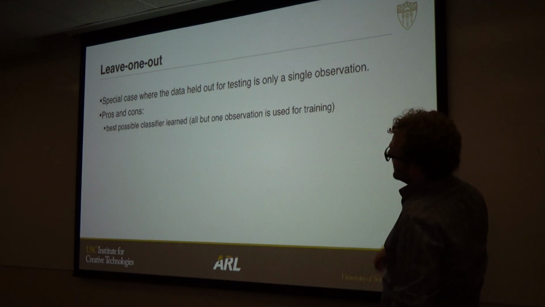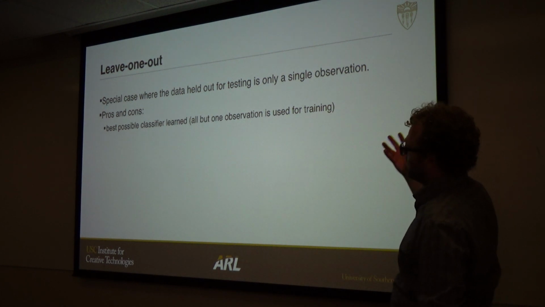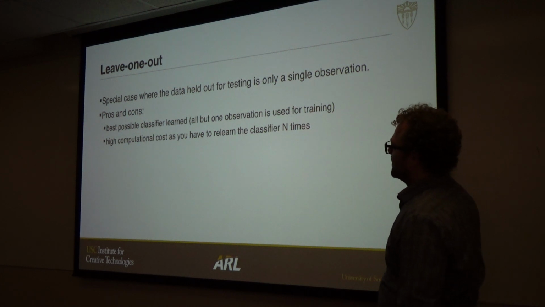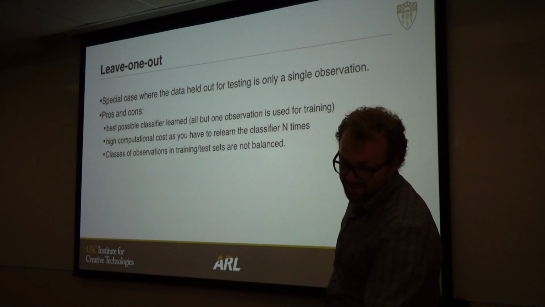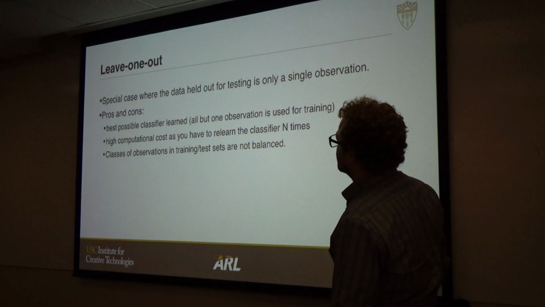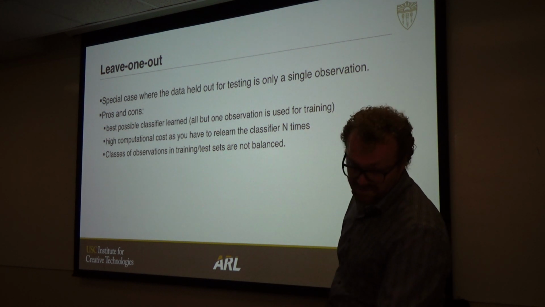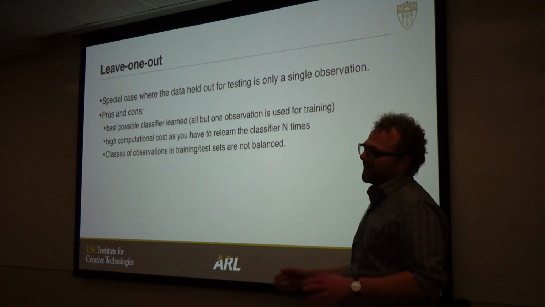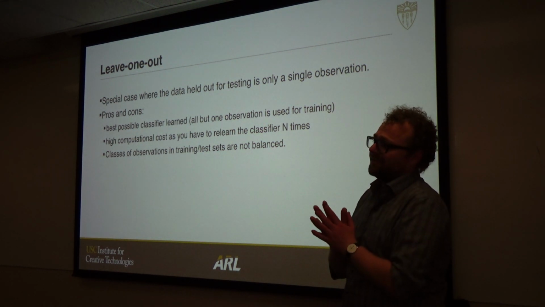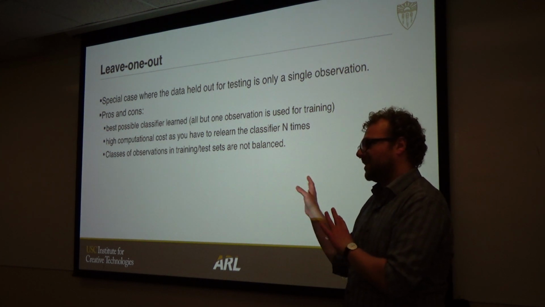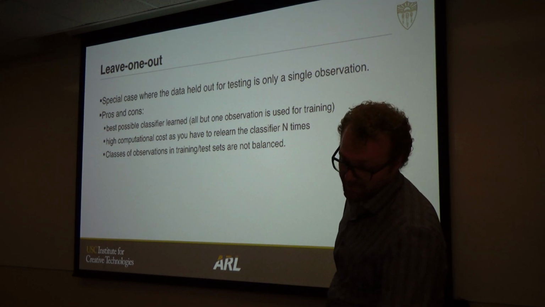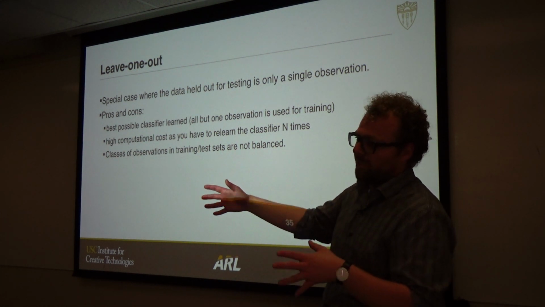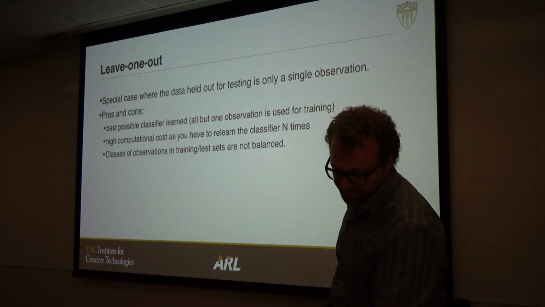It learns the best possible classifier, but it probably overestimates it. It's very computationally expensive, and the classes are not balanced. That's one issue too. But this works really well on very small data sets. So if you have only 100 observations, something like this can work, but it's not ideal. You always want big data for training, validation, and test.